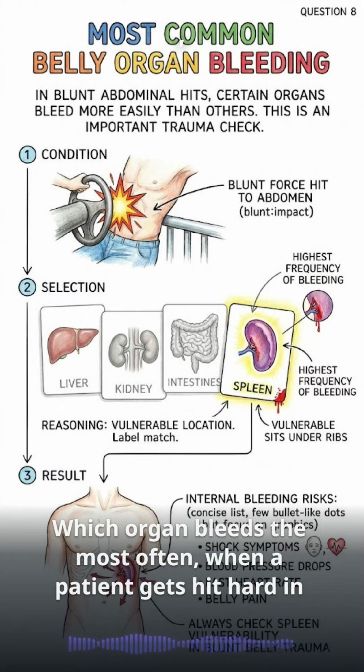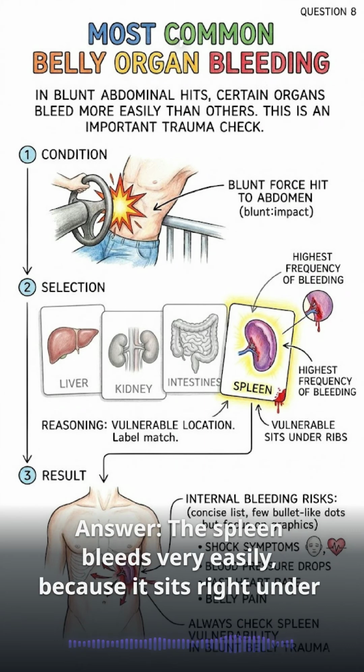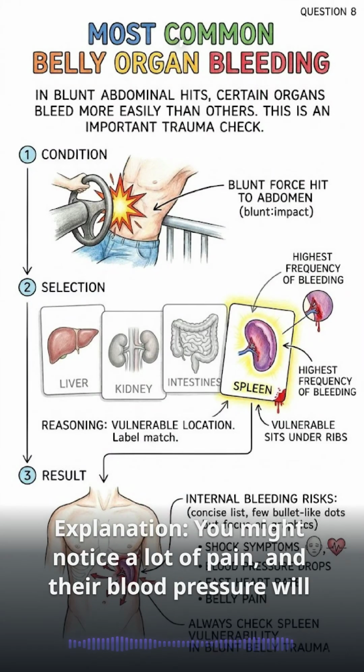8. Which organ bleeds the most often when a patient gets hit hard in the belly? The spleen bleeds very easily because it sits right under the ribs on the left. You might notice a lot of pain, and their blood pressure will drop down fast.